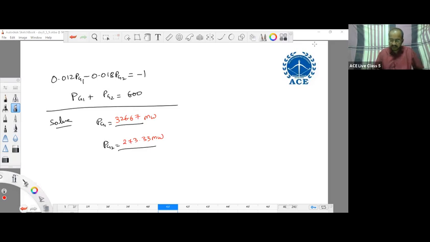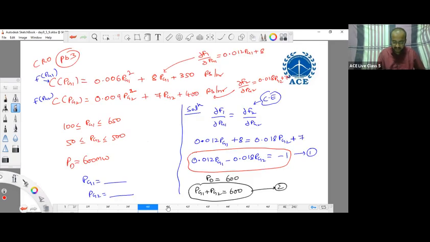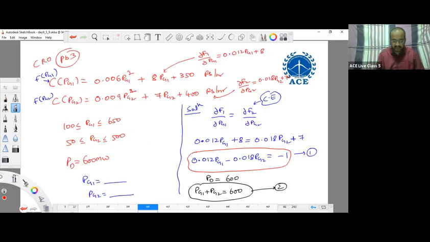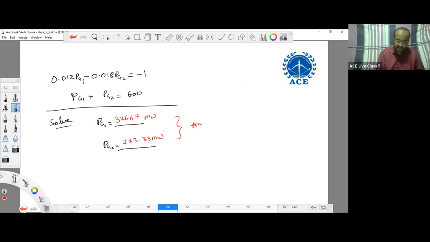Now observe the limits, whether they are within the limits or not. PG1 is to be between 100 and 650, so the first one is within the limit, no problem. The second one is 50 to 500, also within the limits. So PG1 and PG2 are within the limits, so no need to change.